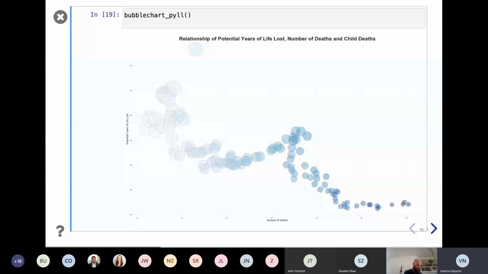From the bubble chart, you can see that with a high number of potential years lost and a low number of deaths, there were more child deaths, and that could contribute to the high potential years of life lost, since death at a younger age, subtracted from the expected age of death, contributes a larger amount. And as you see at the end, there's a higher number of deaths but lower potential years of life lost, but the child death is dramatically less compared to the beginning of the graph.